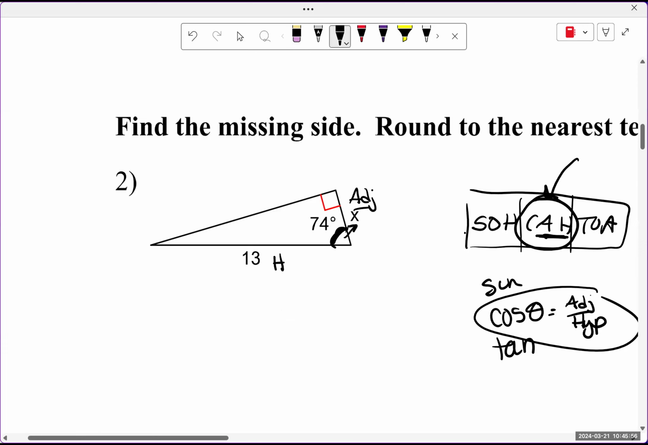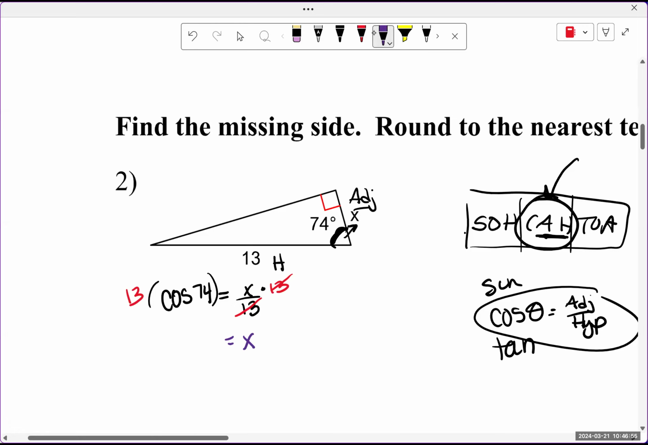Okay, so let's write our equation. Cosine of 74 degrees is adjacent over hypotenuse. Okay, so this is really a decimal. We are going to isolate the variable by multiplying both sides by 13. So x is equal to, with your calculator, adjacent is on top. That means we know we're going to multiply, not divide. We're going to multiply.